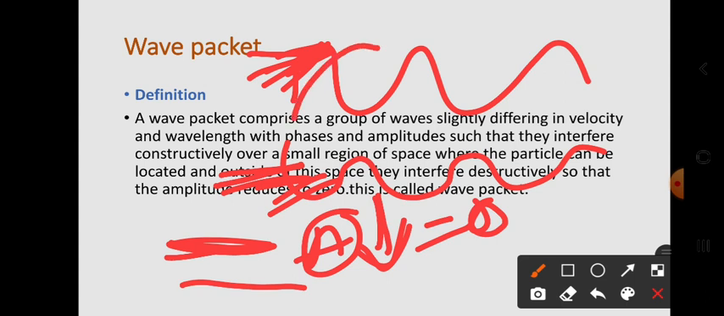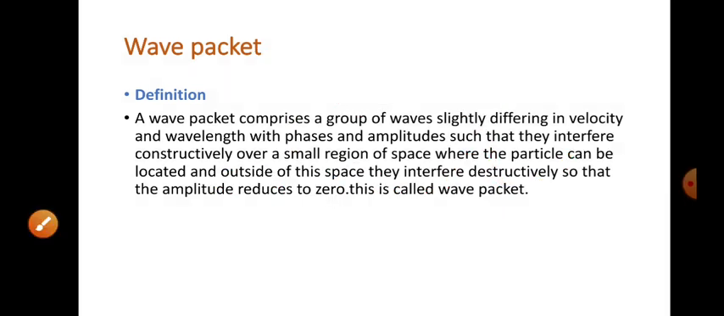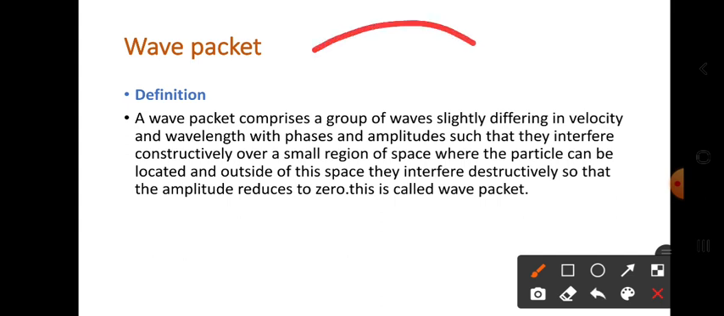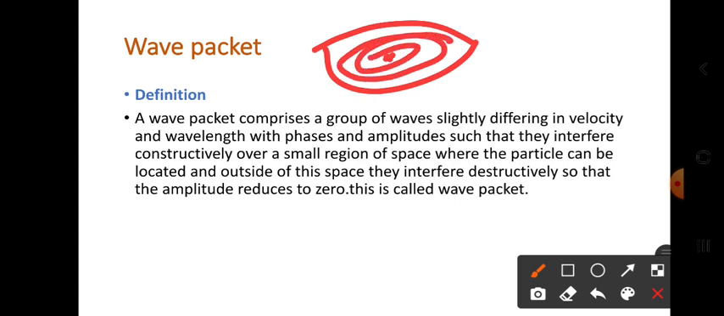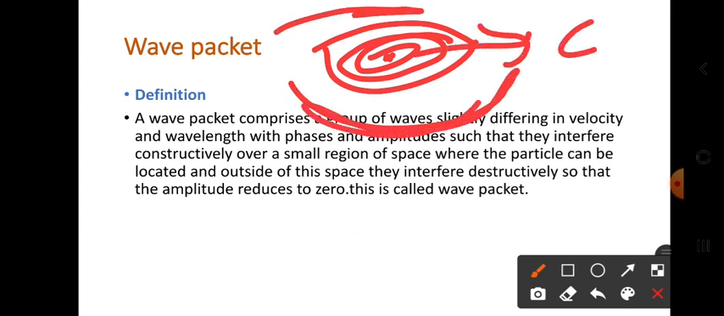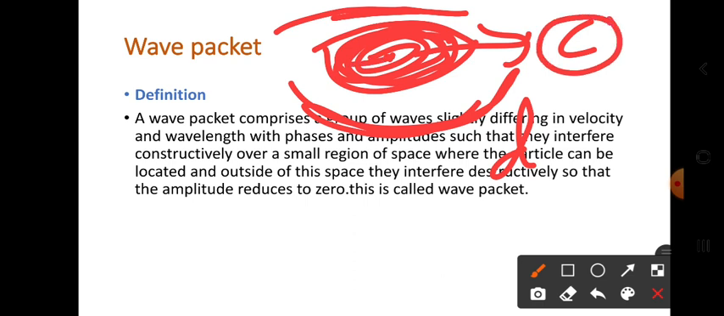And where does this happen? In a wave packet. Suppose at this point there is a particle, and inside this wave packet constructive interference occurs, and outside of this wave packet destructive interference occurs. Why? Because inside here we observe the wave, so there is constructive interference, but outside there is no wave, so that is destructive interference.